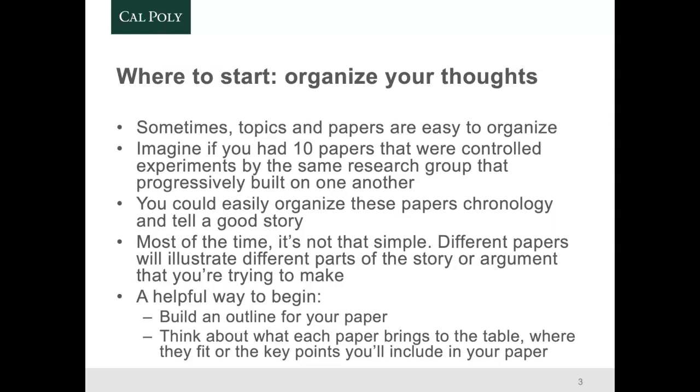Since what we often see is this complex set of studies that are different from one another, think about when you're getting started how you can build an outline of your paper, and think about what each paper brings to the table and where they fit, or the key points that you're going to include in your paper. And you'll want to think about, in terms of those key points, where these papers fall in that outline. You really want to think about the papers you've included in your abstraction table, how they fit together, and how to organize them into key points.